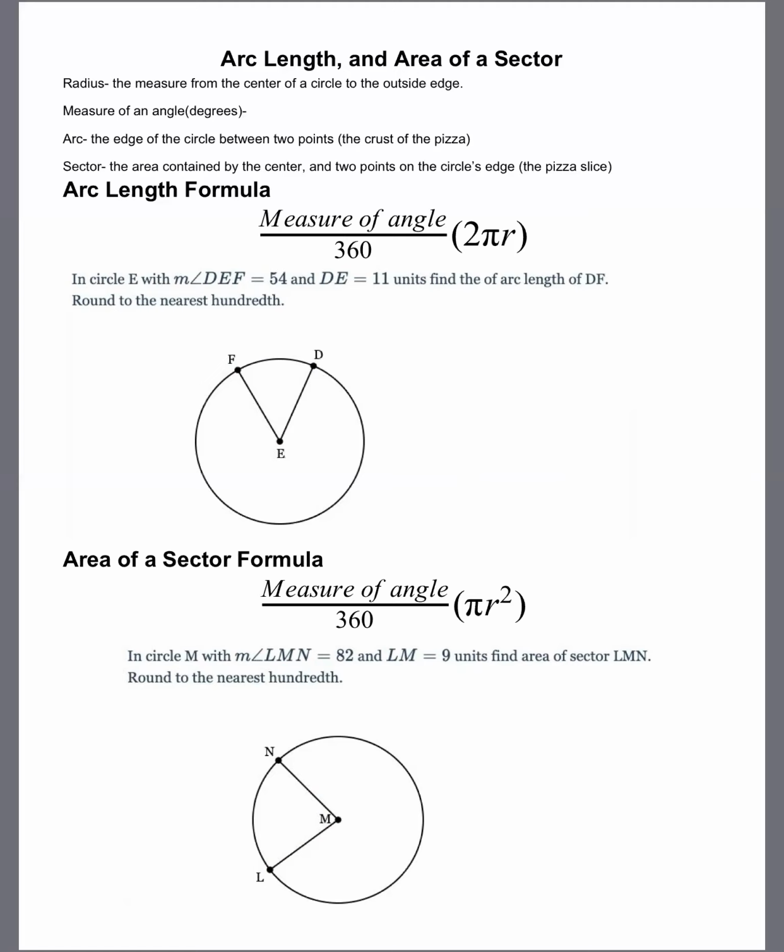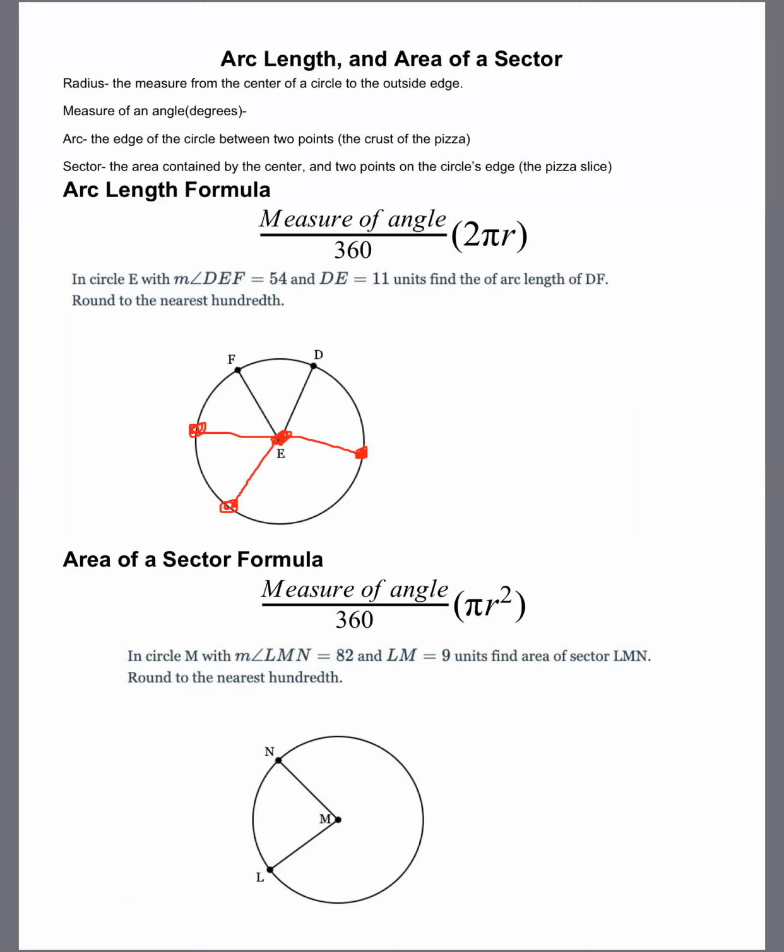Okay, Hudson. The only part that we talked about while you weren't here was we went through the definitions. The radius is the measure from the center of the circle to the outside edge. So if you were to start in the center of the circle and move to the outside edge, that's called the radius. It doesn't matter where you put it, just anywhere from the center to the outside edge. Make sense?